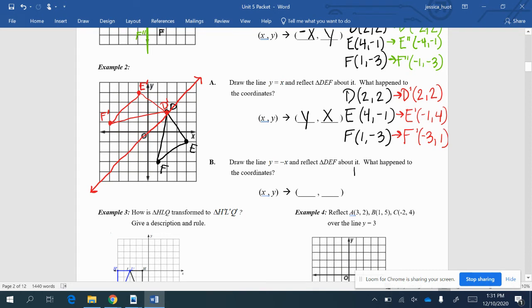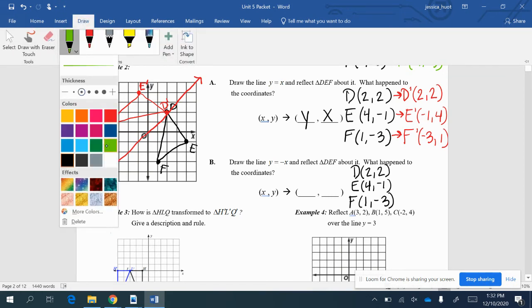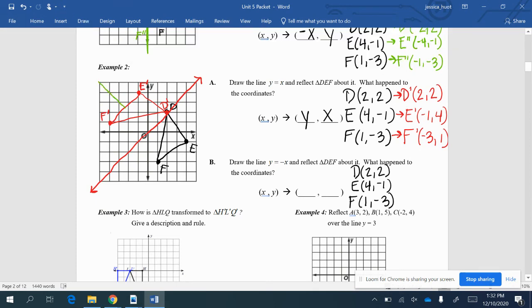So again, I'm going to draw my points. D 2, 2, E 4, -1, F is at 1, -3. I'm going to do this one in green to show you the difference. -X, it looks like this. There's that line. And then again, I'm going to try to count towards it. So here is D double prime. So D double prime, -2, -2.